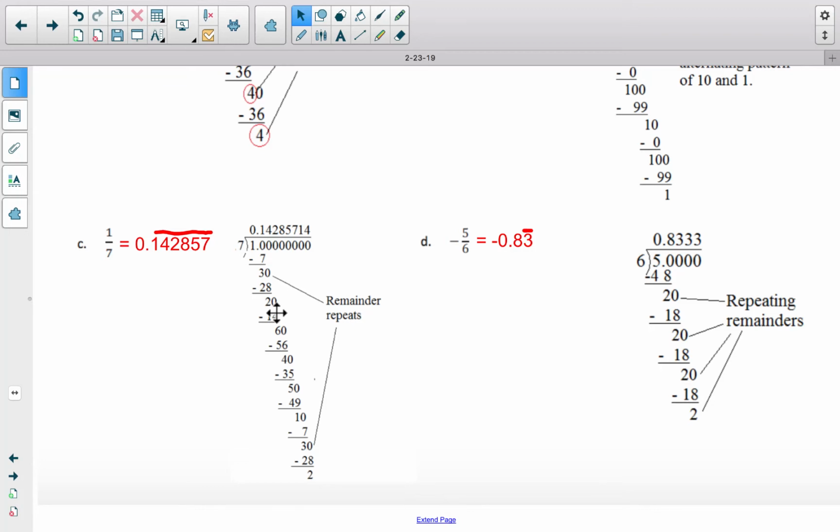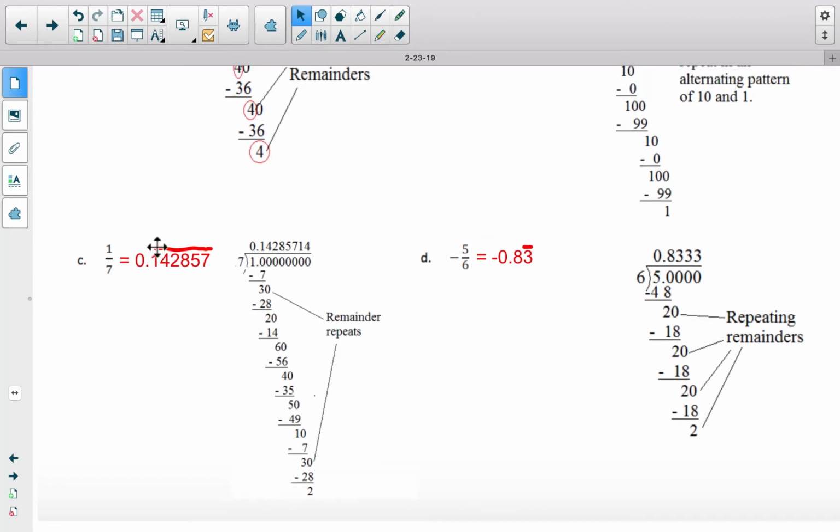C took quite a bit of work because it doesn't repeat until after 1, 2, 3, 4, 5, 6 digits. So it goes 1, 4, 2, 8, 5, 7, then 1, 4, 2, 8, 5, 7 again. So you had to extend this one pretty far out before you saw the repetition. So the line needs to go all the way over all of these numbers because this is the pattern that repeats. The 1, 4, 2, 8, 5, 7 goes over and over again. And notice it's positive because the fractional representation is positive.